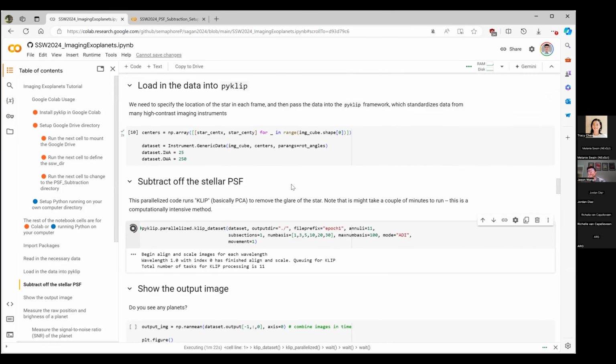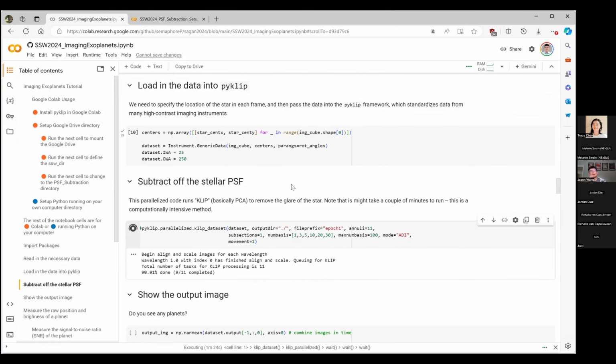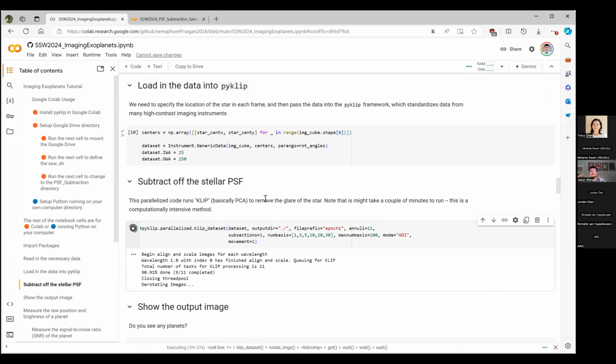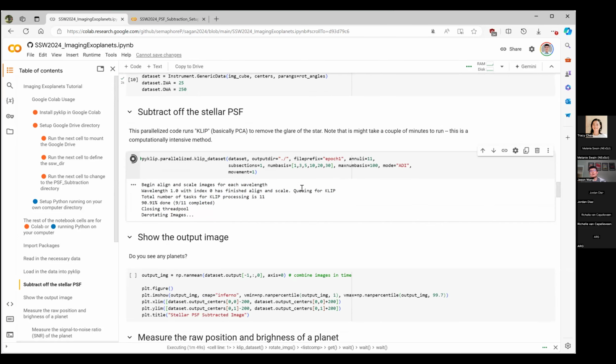Okay, I guess while we're waiting here, I'll just give a brief outline of what goes on afterwards. Even though this is the core of the algorithm to remove the glare of the star, there's a lot of steps that we have to do to image planets afterwards, to characterize them and to measure the sensitivity of our data set. So that's all the rest of the steps. Even though very early on in the notebook we've already subtracted out the glare of the star to look for planets, there's going to be a lot more that we cover beyond just subtracting off the glare of the star.